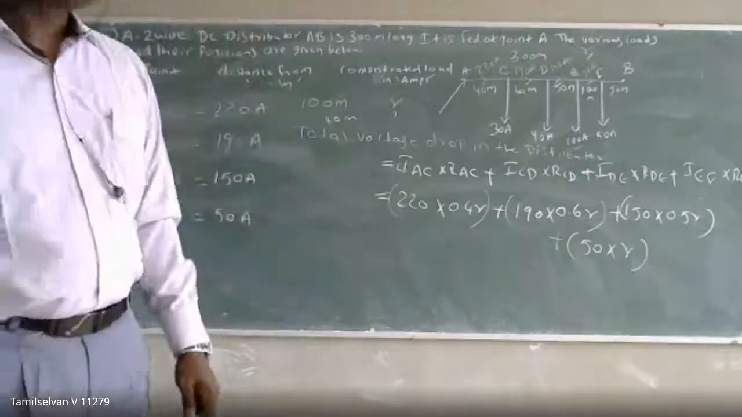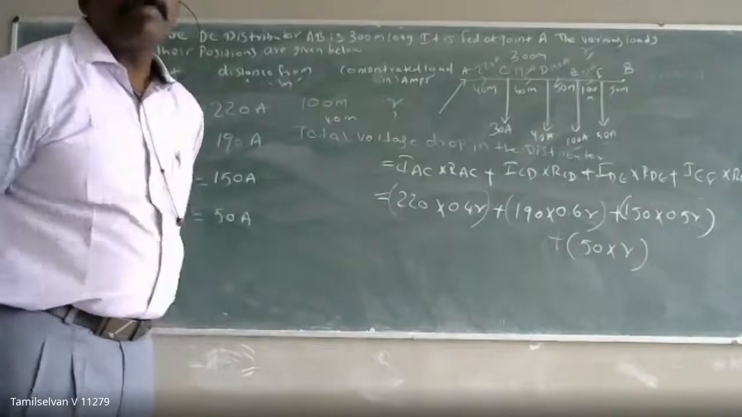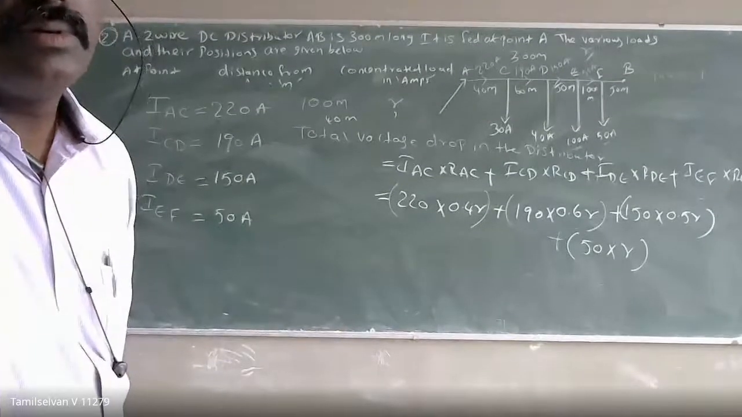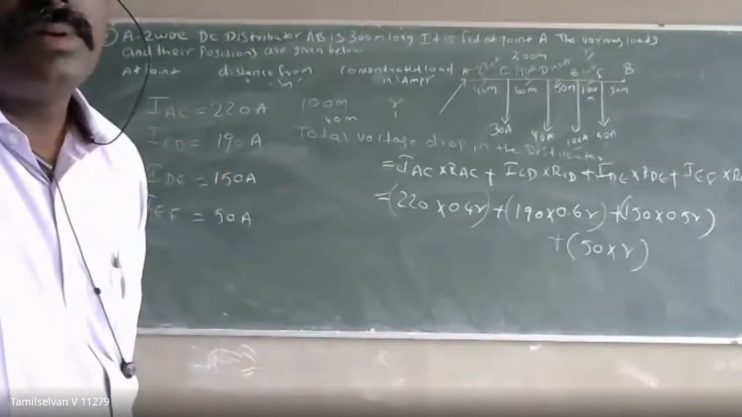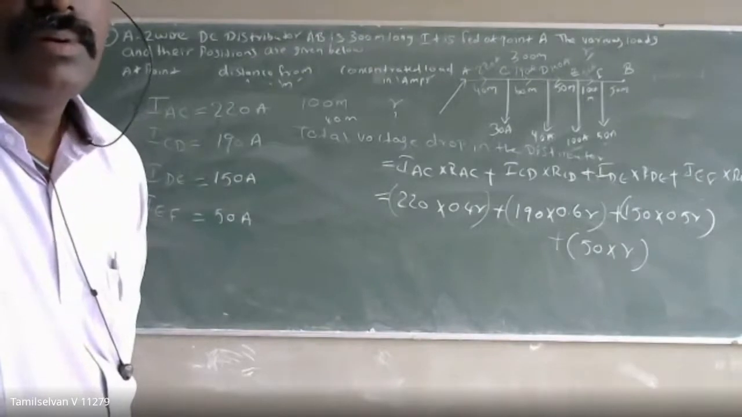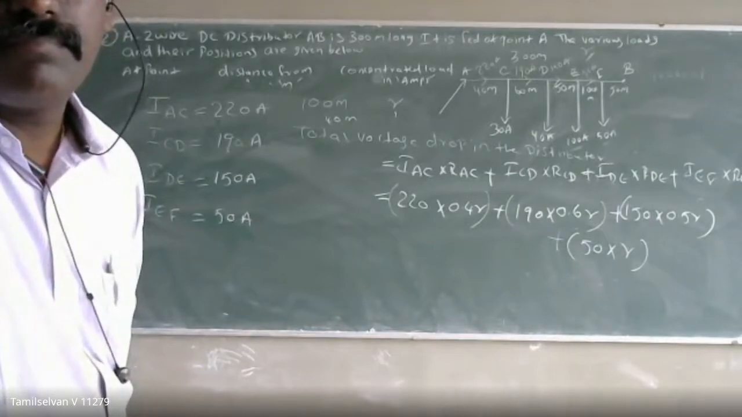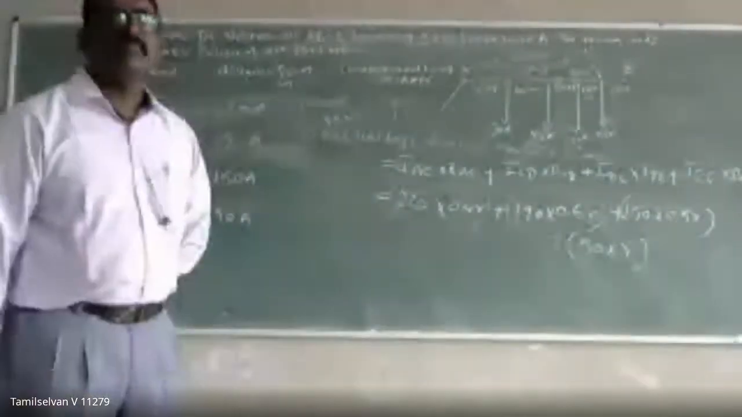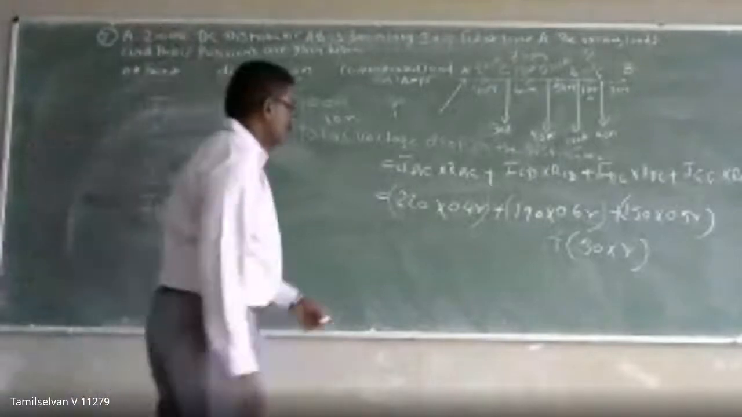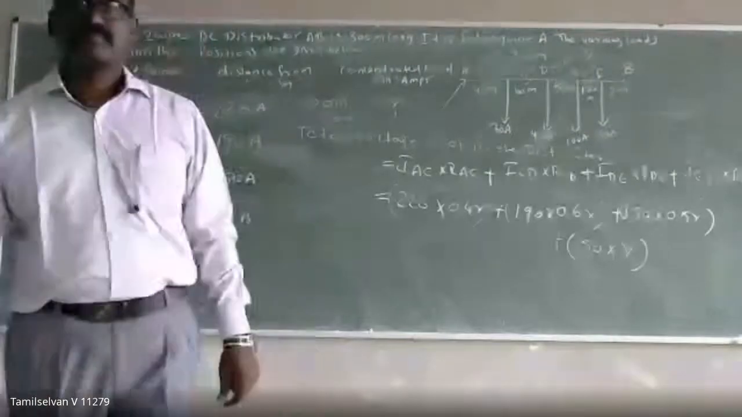If you multiply and add, tell me what is the value. Simplify this one. 220 into 0.4, you'll get it in terms of R. 190 into 0.6 in terms of R. If you add, what is the value you're getting?